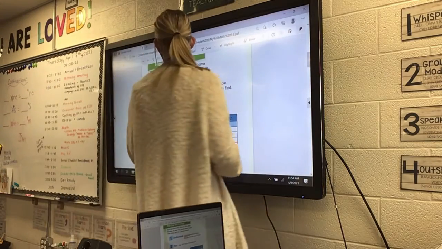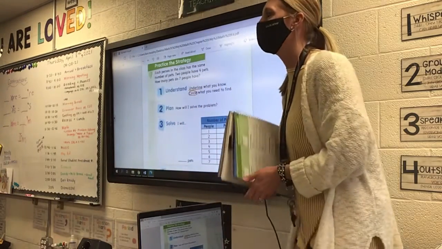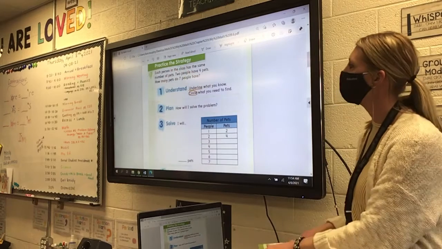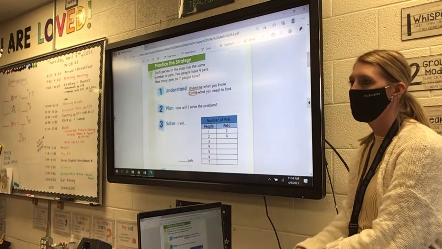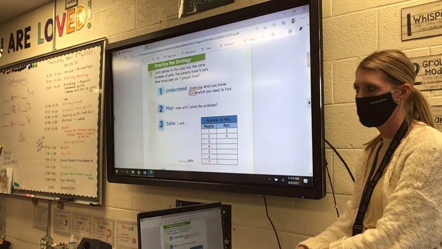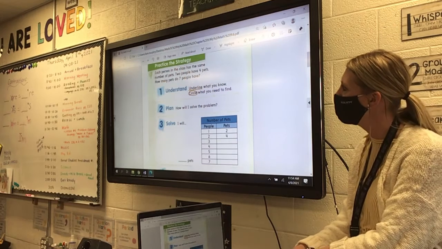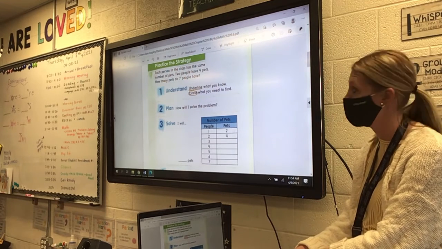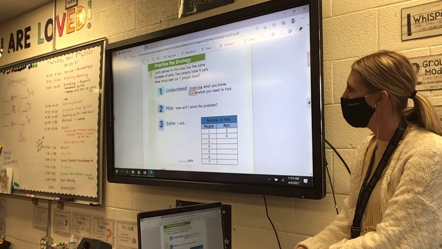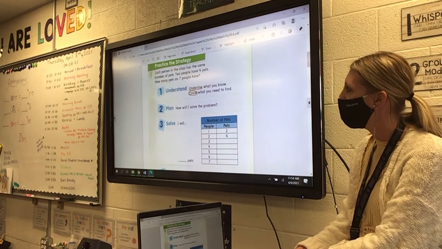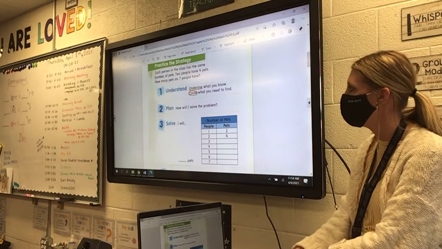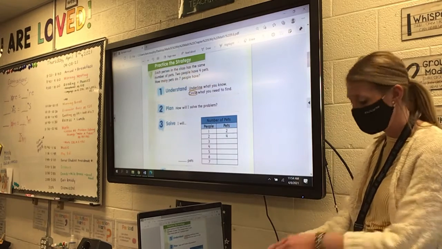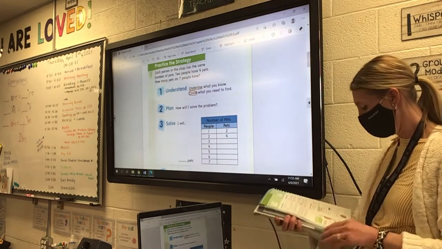All right. So we're going to practice this strategy. Listen to this problem. Each person in the class has the same number of pets. 2 people have 4 pets. How many pets do 7 people have? All right, so let's underline what we know.